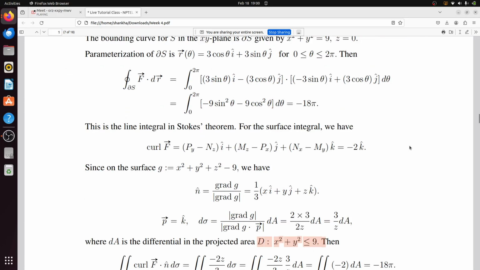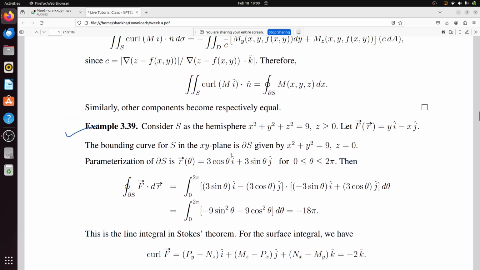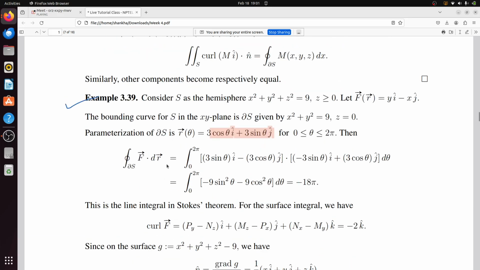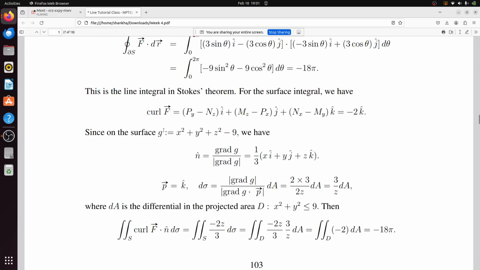the integration of the area. And what is the area of a circle having radius 3? It is pi times 3 square, that means 9 pi. So the integration of dA will be 9 pi, and minus 2 into 9 will give you minus 18 pi. So Stokes theorem is validated from here, right? You are getting the line integral and the surface integral, and both of them are equal. That is how Stokes theorem is validated. Is it clear?